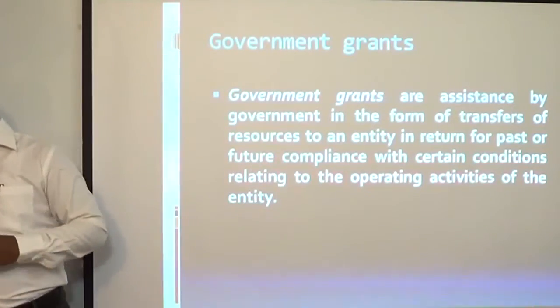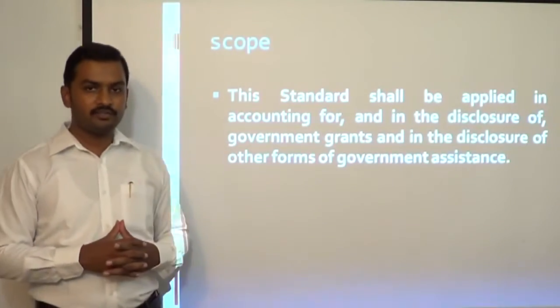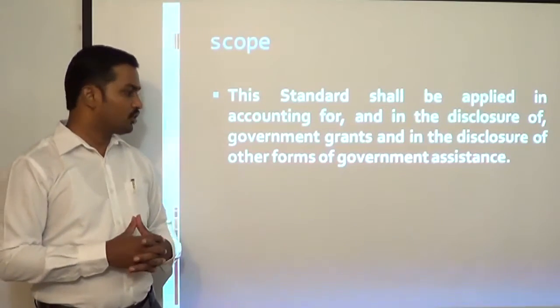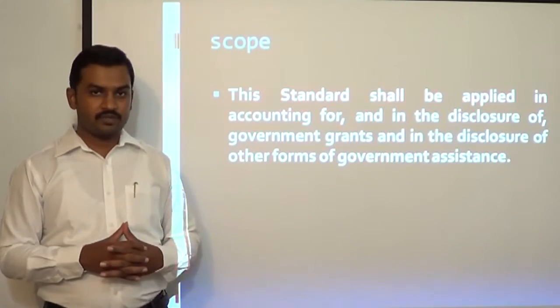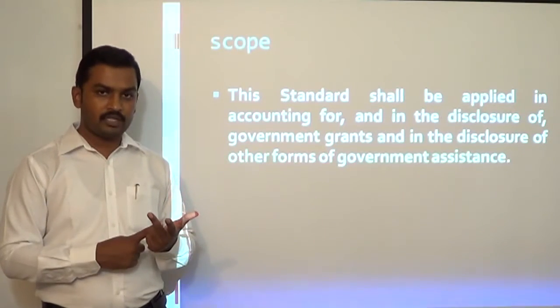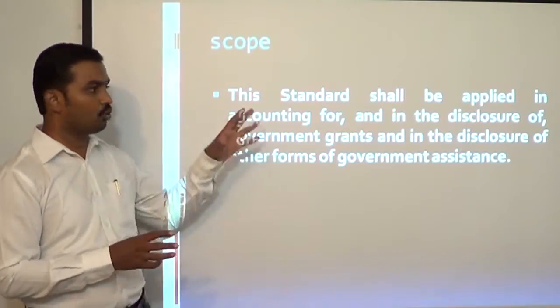Okay. Now, what is the scope of the standard? The standard shall be applied in accounting for and disclosure of government grants and in the disclosure of other forms of government assistance. So we are going to deal with accounting for government grants, and disclosure of government grants or other forms of assistance provided by the government. So this is the scope of the standard.